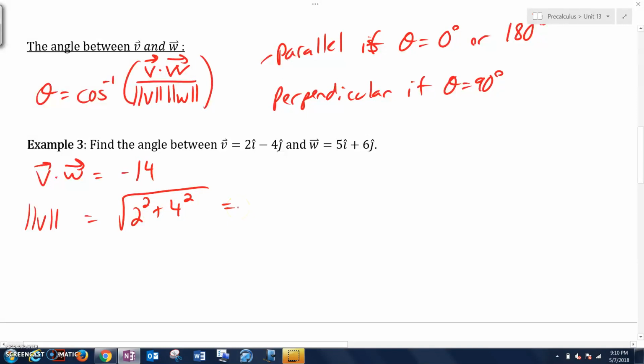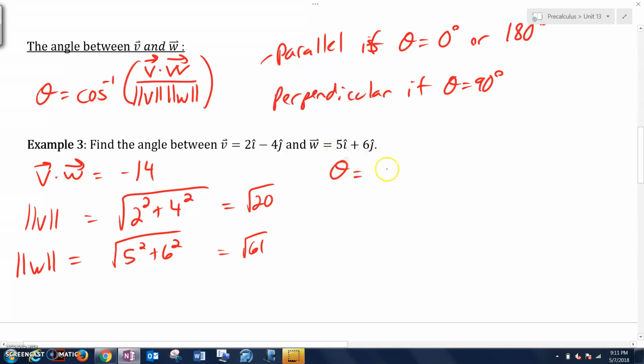Please leave these non-simplified and don't get a decimal, just leave it as is. So that's 16 plus 4 is 20, square root of 20, because you're just typing it into the calculator anyway to get the angle. So now we have the square root of 5 squared plus 6 squared, which is the square root of 61. So you should have these three numbers, negative 14, root 20, and root 61. Now we can find out the angle between them.